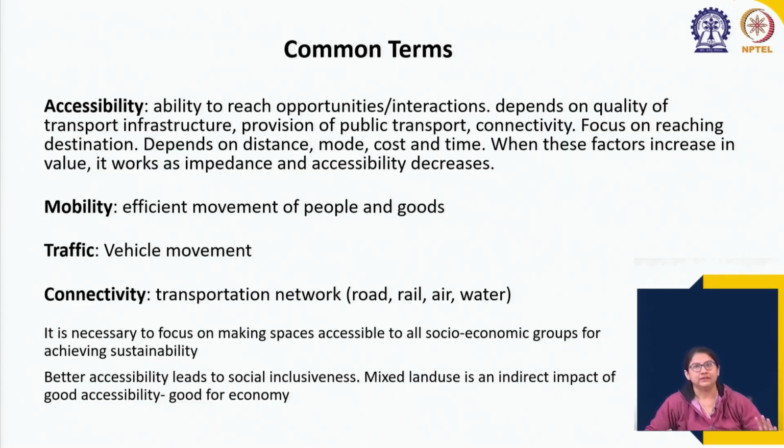So, it is necessary to make public places more accessible irrespective of socio-economic group and irrespective of gender, in order to achieve sustainability. Accessibility is a major component of Sustainable Development Goal number 11, and better accessibility leads to better social cohesiveness, it is more inclusive, and mixed land use is an indirect impact of good accessibility, and it is also good for the economy.